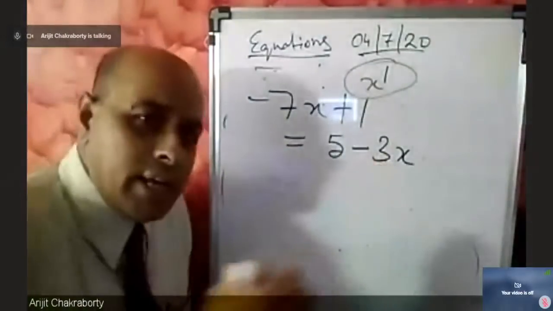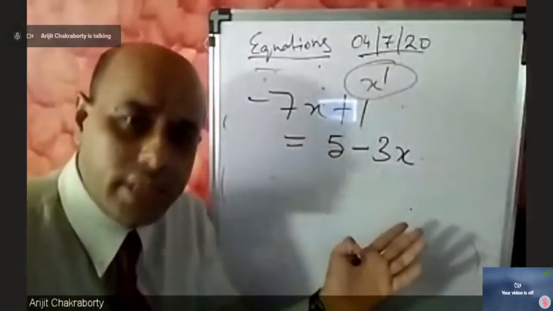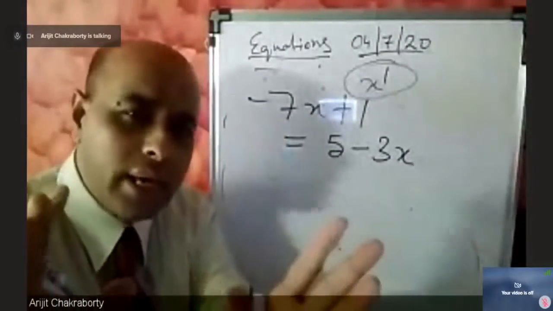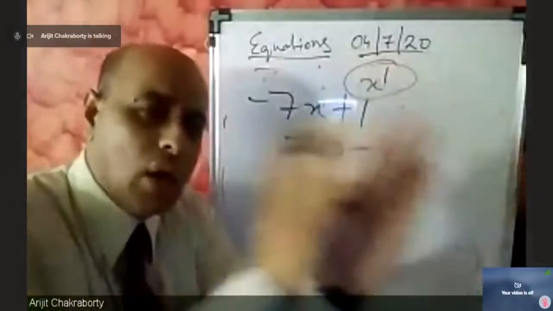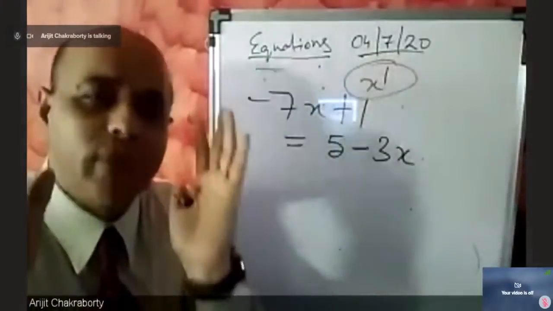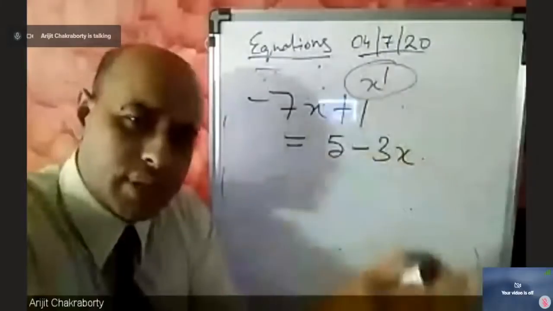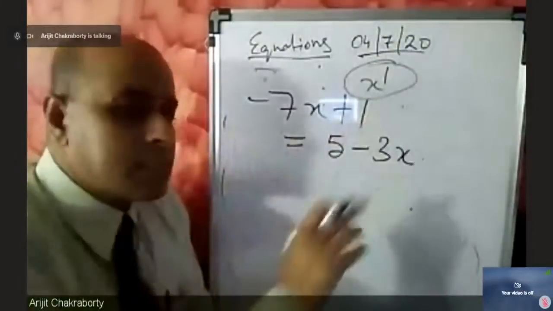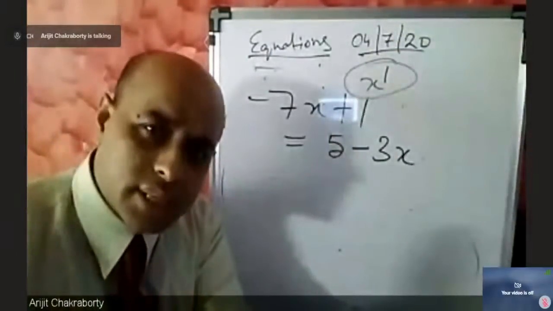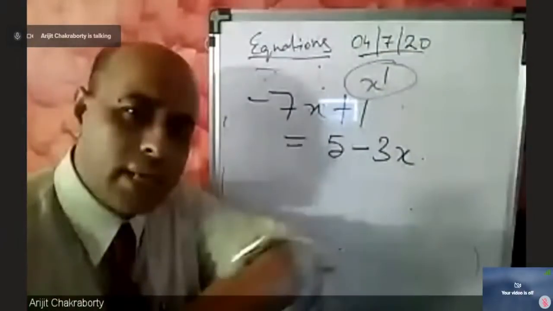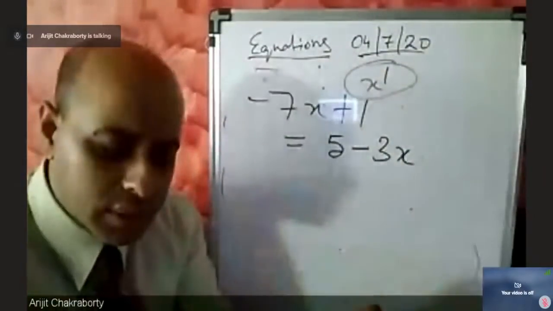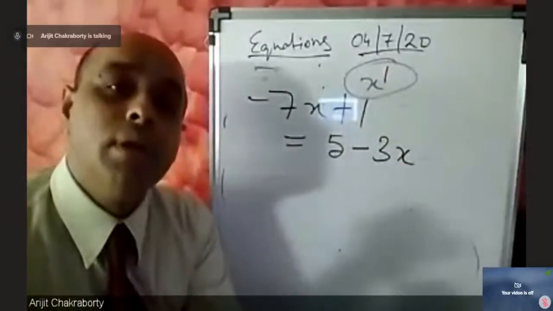So in these types of questions, dear friends, we have to bring x to one side. All the unknowns, all the variables have to be brought to the left hand side and all the numbers have to be transferred to the right hand side. So you can balance, right? So left hand side all the unknowns and right hand side all the values.